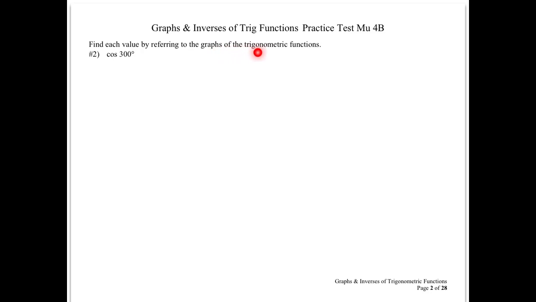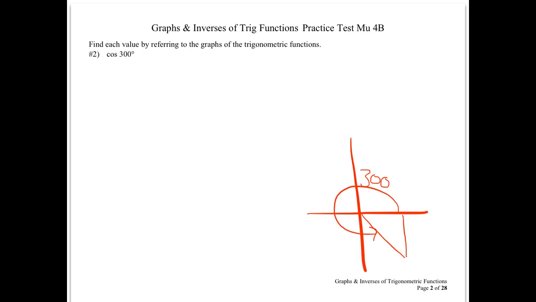Find each value by referring to the graphs of the trig functions. We have cosine of 300 degrees. 300 degrees is in quadrant 4. Since that's 300 degrees, it leaves the reference angle as being 60 degrees. 60 plus 300 is 360. That makes this a special right triangle.